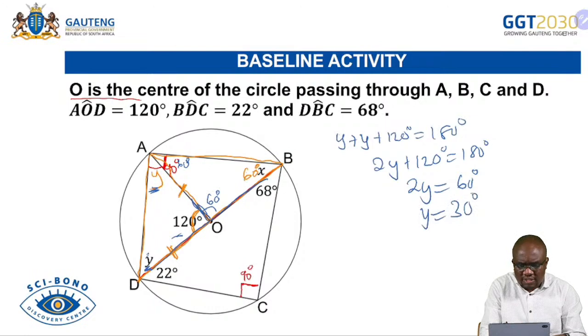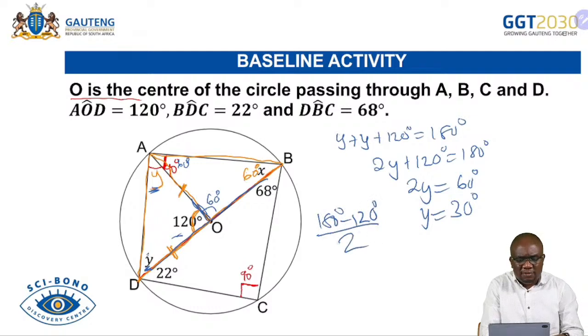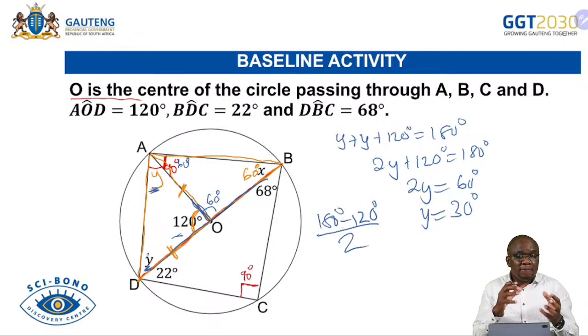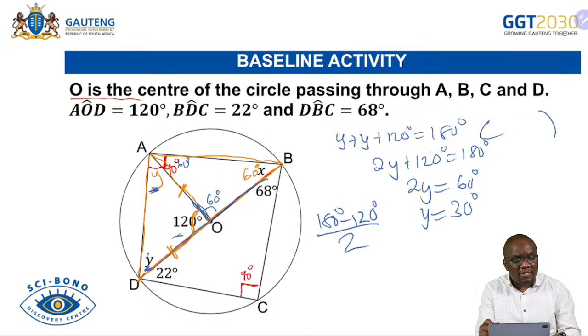Some people just do this and say 180 minus 120, divided by 2, and then you write the reason. Remember, you always write the statement and the reason. Okay? There must be a reason here. The reason is the angle sum in a triangle. Every time. Don't forget that. That's what you must do before you do anything.